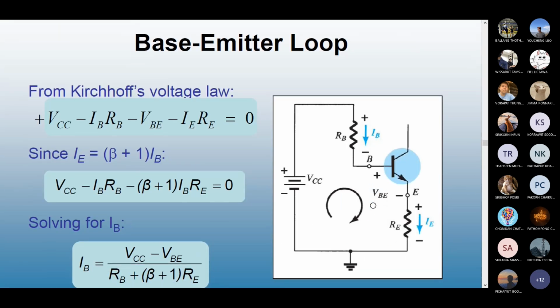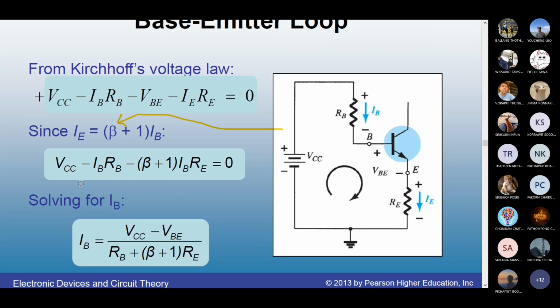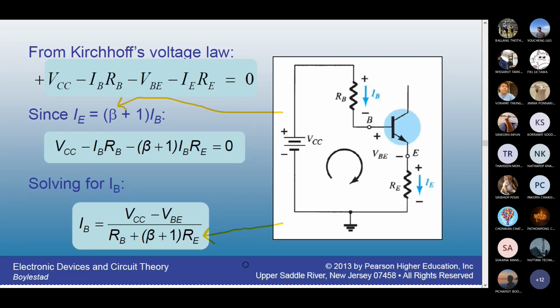So from Kirchhoff's voltage law, you see VCC minus IBRB minus VBE minus IERE equals 0. This is the base emitter loop. Since IE is exactly beta plus 1 times IB, instead of using IE, you can convert the equation to an IB term. And then you isolate IB in the equation. It becomes IB equals VCC minus VBE divided by RB plus, in the bracket, beta plus 1 whole bracket multiplied by RE.